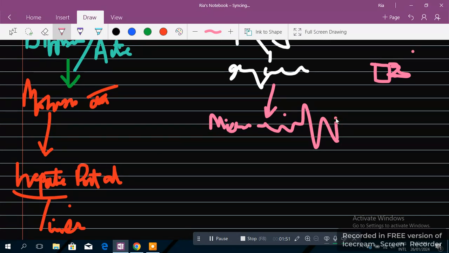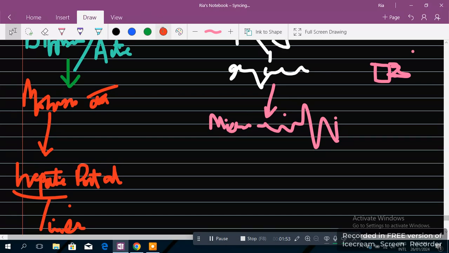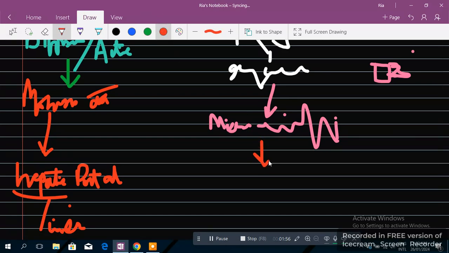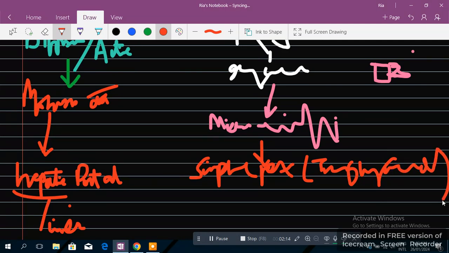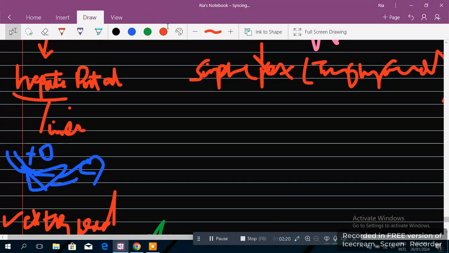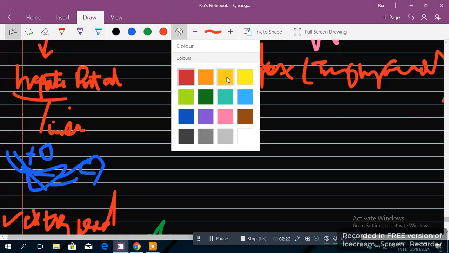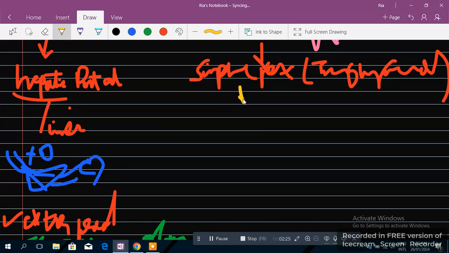After that, it is a bigger particle, so it would be converted into simple fat. In lipids, we have studied that simple fat is known as triglyceride, which we discussed in the biomolecules chapter. Simple fat, which is triglyceride. After this, the simple fat would be converted, and we can say the food has entered the lacteal.